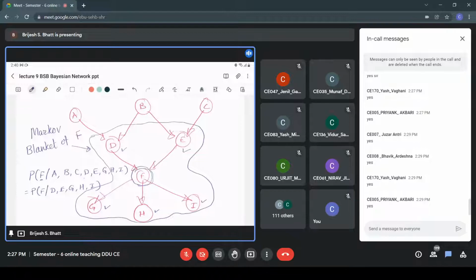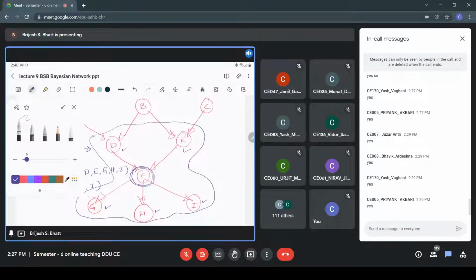So even if the network has thousands of random variables, you know that to calculate the probability of a particular random variable, you only need to look at the variables which are immediately connected to it. That should be sufficient. For example, what will be the Markov blanket of E?